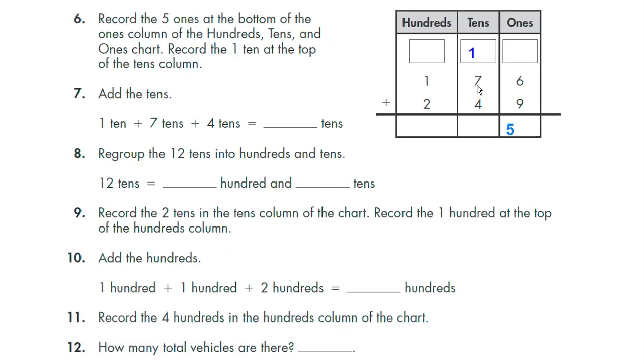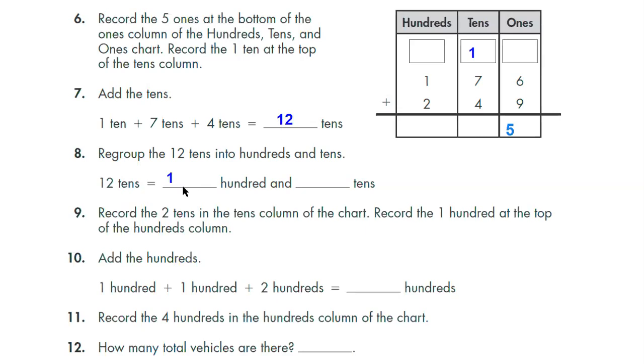Now we can add our tens. So 1 ten plus 7 tens plus 4 tens. What's 1 plus 7 plus 4? It's 12 tens. Can I put 12 tens in the tens column? No, I can only put one number, so I have to regroup, okay? Looking at this, 12 tens equals 120, really. If I'm looking at 120, the 2 is in the tens place, and the 1 is in the hundreds place.